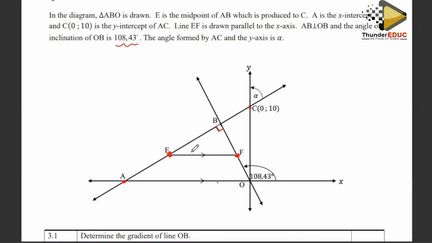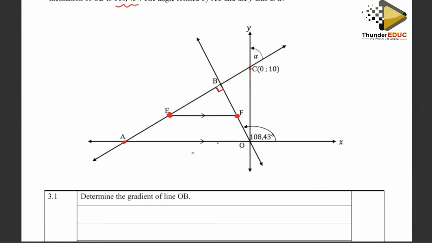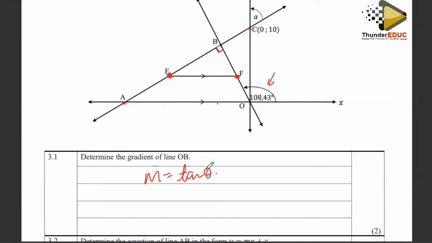Then 3.1, they want us to get the gradient of AB. We don't have any coordinates on AB, but we have the angle of inclination. So we know that m is equal to tan of theta. This is the formula for the gradient in case we don't have the coordinates, as long as we have the angle of inclination. So it's going to be tan of 108,43. When I punch this into the calculator, remember it is tan, not arctan. That gives me negative 3, so our gradient is negative 3.